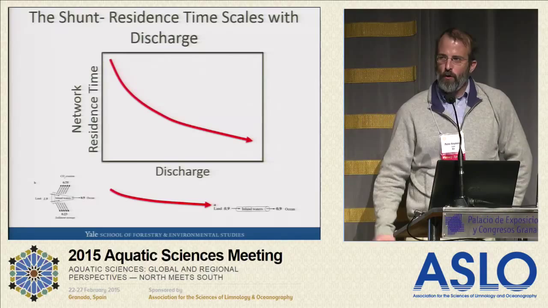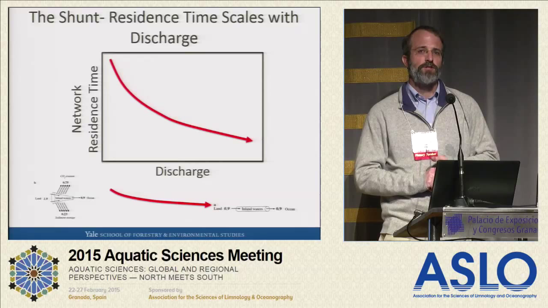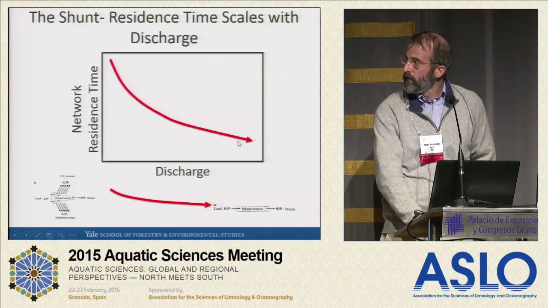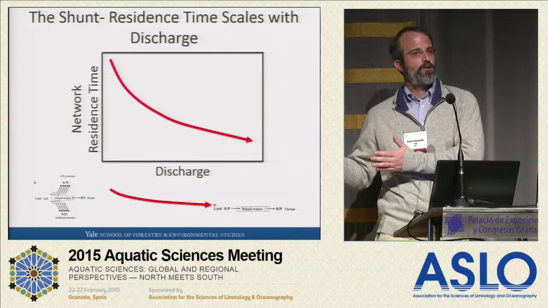And so, although we might not believe the absolute residence times we're assigning by our exercise, we're very confident that residence time scales with discharge. I don't think that's a very difficult concept to agree with. And so what we're saying is that at low discharge, when the residence time is long, this is when you're an active pipe. And at high discharge, when residence time is very quick, this is when you're a passive pipe.